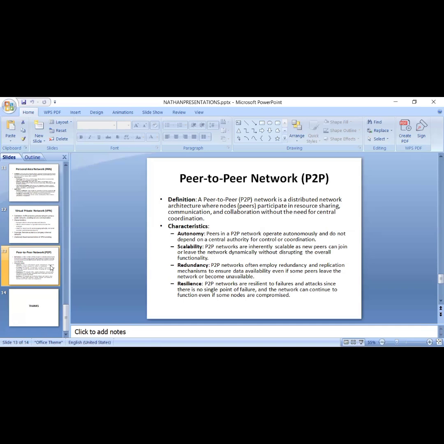Another characteristic is redundancy. A peer-to-peer network often employs redundancy and replication mechanisms to ensure data availability even if some peers leave the network or become unavailable. The last characteristic of this network is resilience. Peer-to-peer networks are resilient to failures and attacks, since there is no single point of failure, and the network can continue to function even if some nodes are compromised.